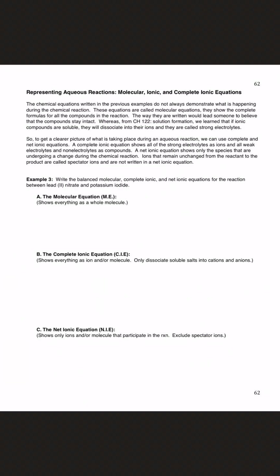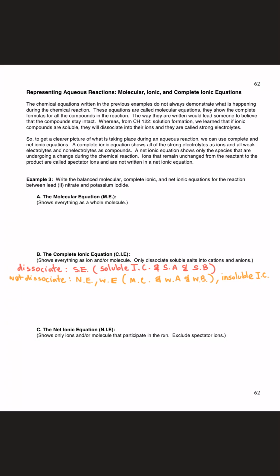For those that are strong electrolytes, they are going to be dissociated completely, and those that are non-electrolytes are going to stay as a compound or molecule. And the insoluble ionic compounds that do not dissolve in water will stay as molecules because they will not dissociate. Let's take a look at example 3.